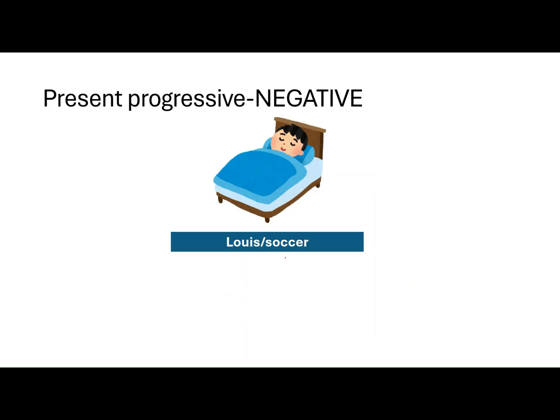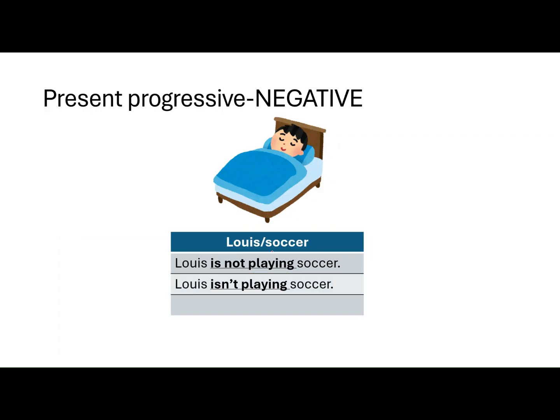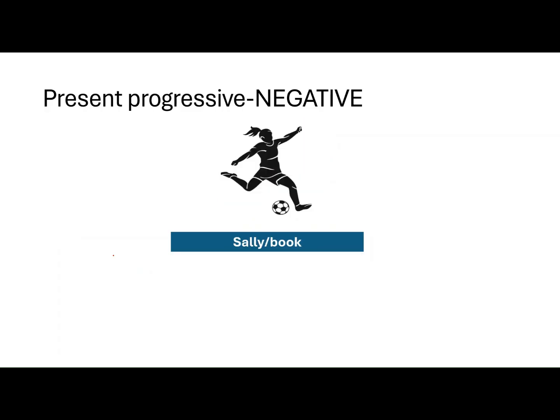Here we have Lewis and soccer. Well, that's not what he's doing. Can we make a negative sentence for this picture? Lewis is not playing soccer. Another way I could say that is Lewis isn't playing soccer. And a third way, Lewis's not playing soccer. I can make the contraction with is.